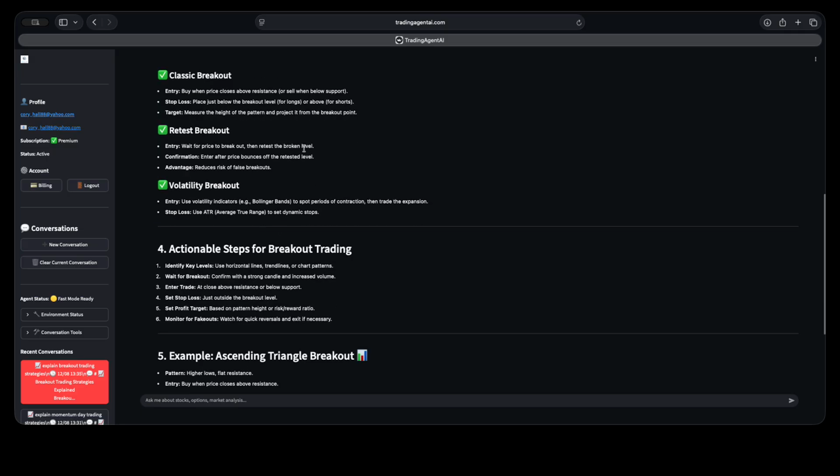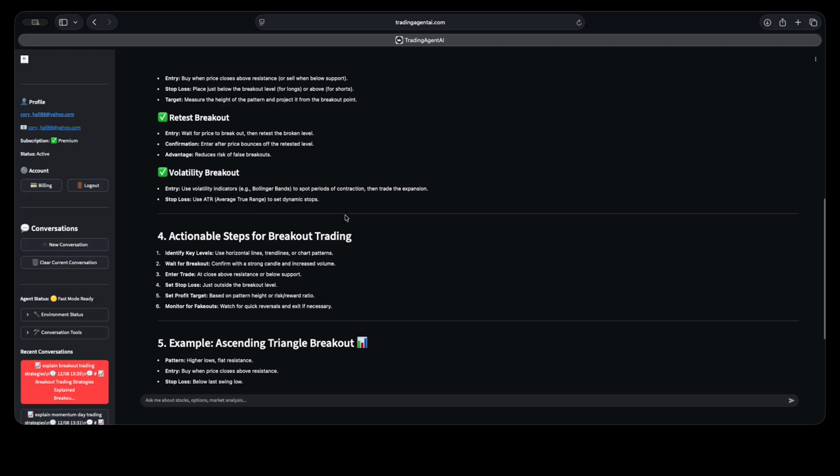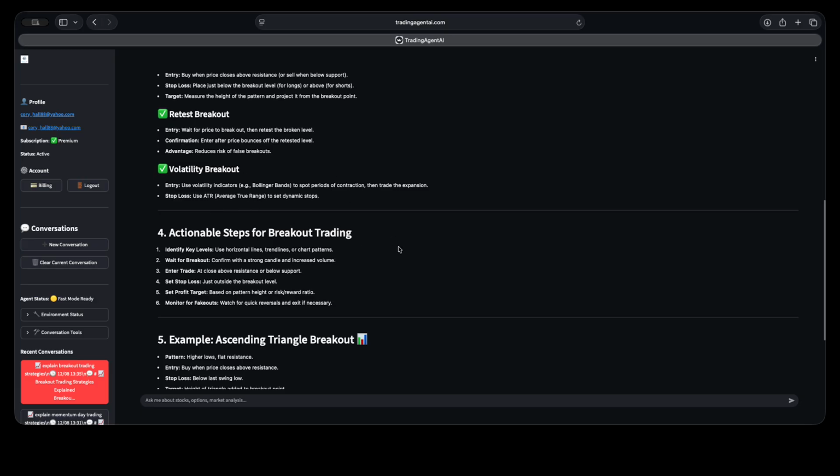And then retest breakout entry. Wait for the price to break out and then retest the broken level. Enter for your confirmation after the price bounces off the retested level, and this reduces the risk of a false breakout. And then a volatility breakout. Use volatility indicators like Bollinger Bands to spot periods of contraction, then trade the expansion. For stop loss, use average true range, or ATR, to set dynamic stops.